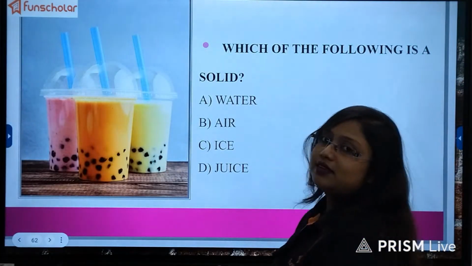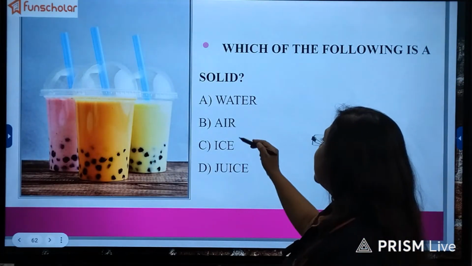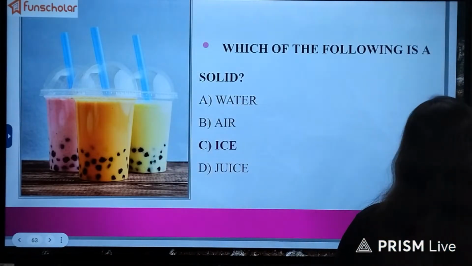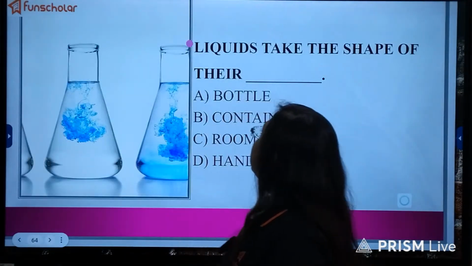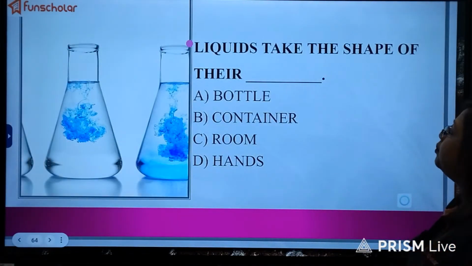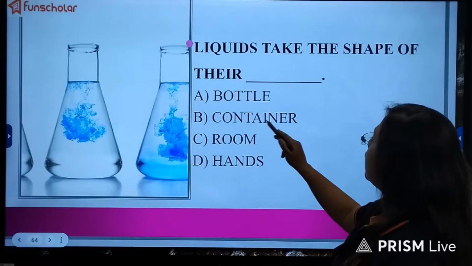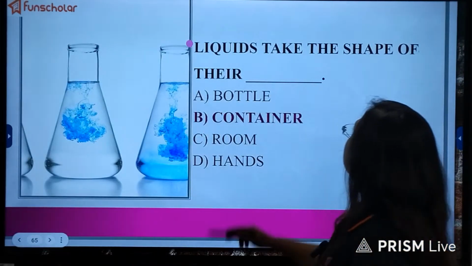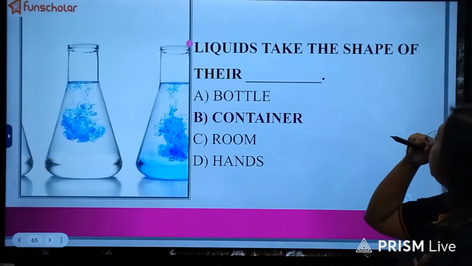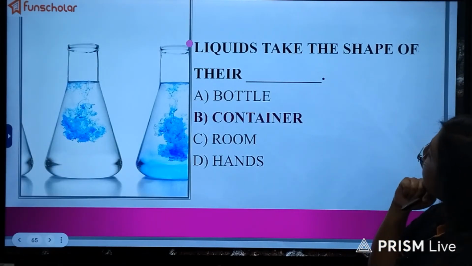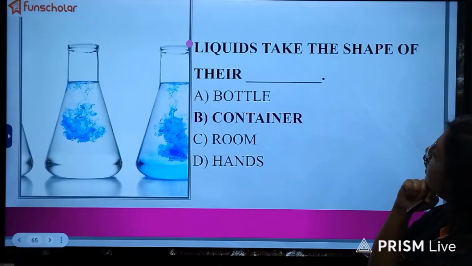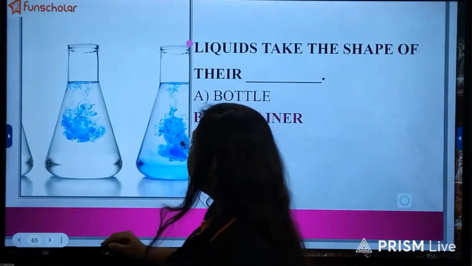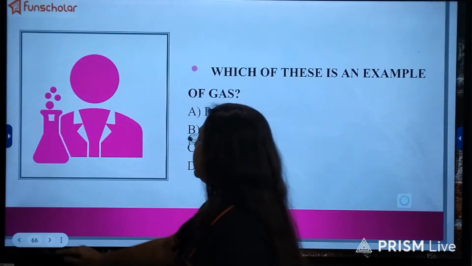Which of the following is solid? This is very easy, right? Water, air, ice or juice. We all know that ice is the answer. Okay. Next, liquids take the shape of their what? Bottle, container, room and hand. Definitely, liquids take the shape of their container. Maybe if we put the liquid in a bottle, it will take the shape of the bottle as well, right? But room and hands are not the option.